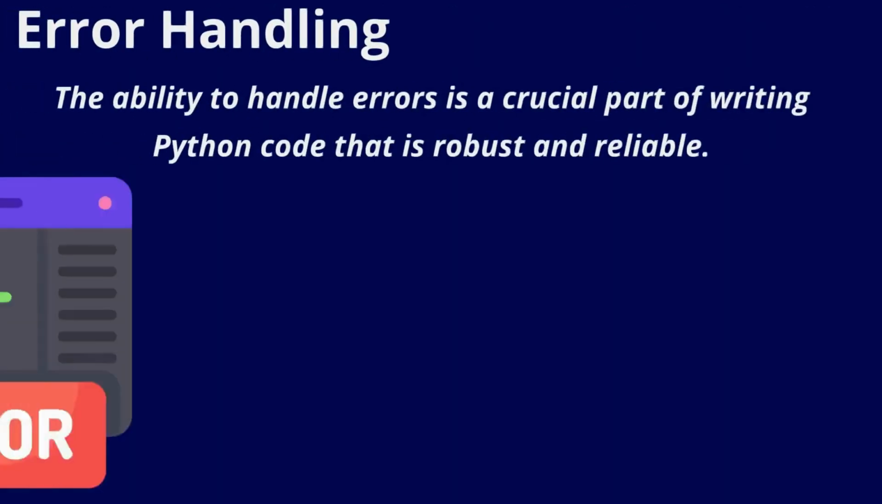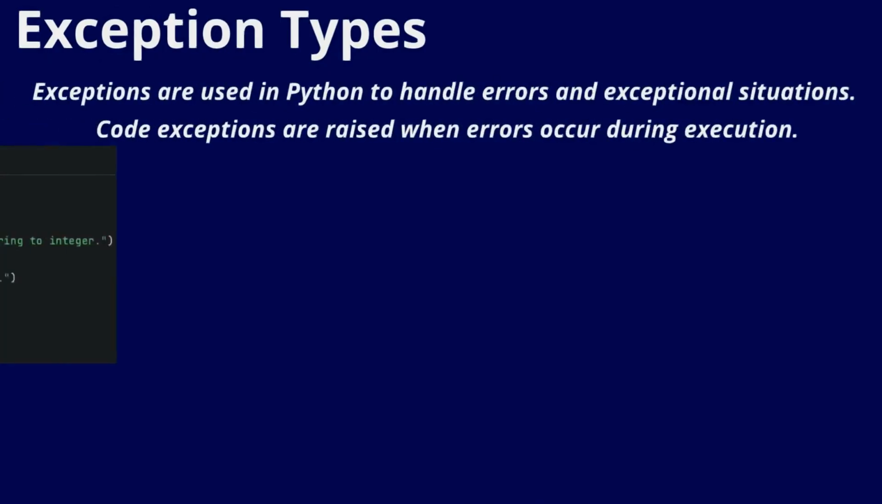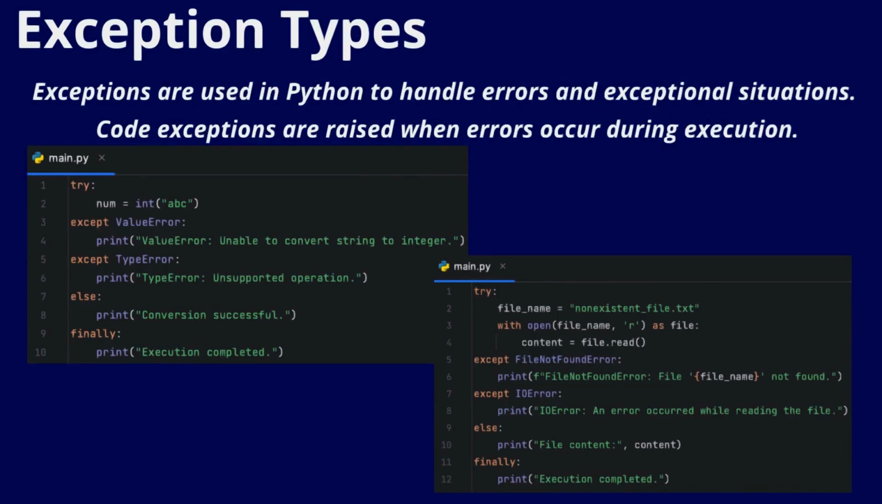Error handling. The ability to handle errors is a crucial part of writing Python code that is robust and reliable. The following are some key points to remember about Python's error handling. Number 1, exception types. Exceptions are used in Python to handle errors in exceptional situations. Exceptions are raised when errors occur during execution. There are a wide range of built-in exception types in Python, including value error, type error, file not found error, etc. You can handle specific errors more effectively if you understand the different exception types.